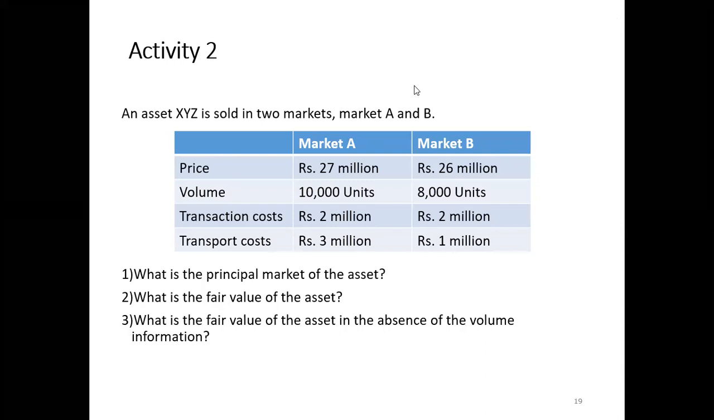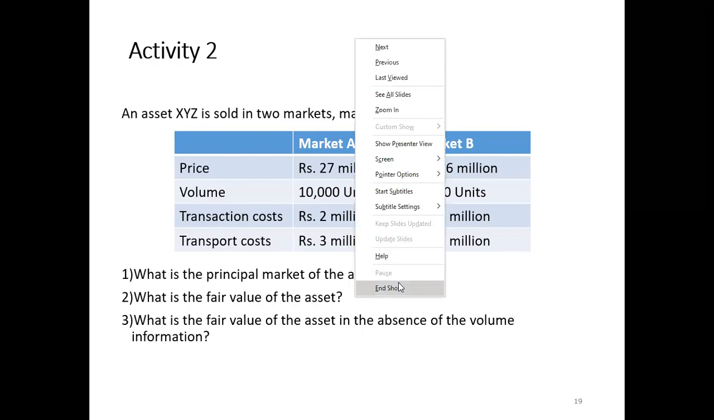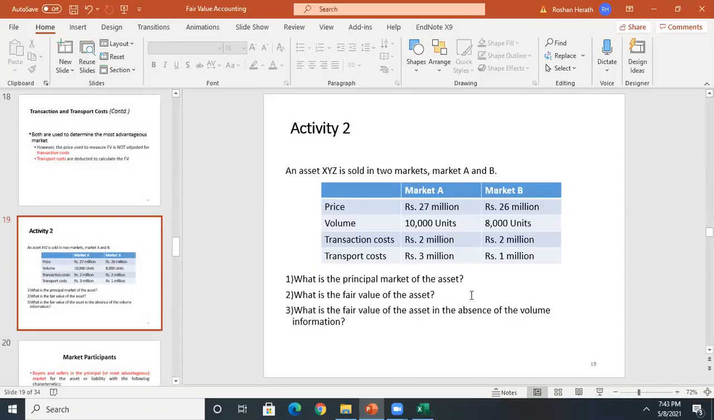Okay. So let's see how you get that. Fair value is the exit price in the principal market. So the principal market is A. So therefore, what is the exit price? It is the price minus the transport cost. 27 minus 3, very correct. It is going to be 24. Yes, exactly correct.